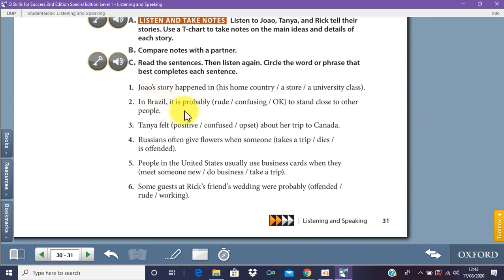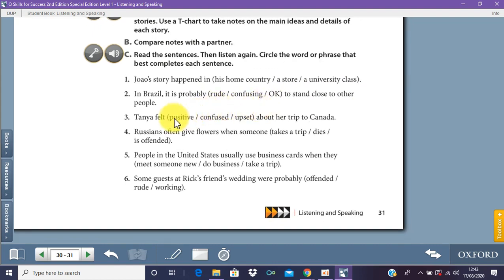Number 2, in Brazil, it's probably okay to stand close to other people. Number 3, Tanya felt positive about her trip to Canada. Number 4, Russians often give flowers when someone dies. People in the United States usually use business cards when they do business. Some people at Rick's friend's wedding were probably offended.